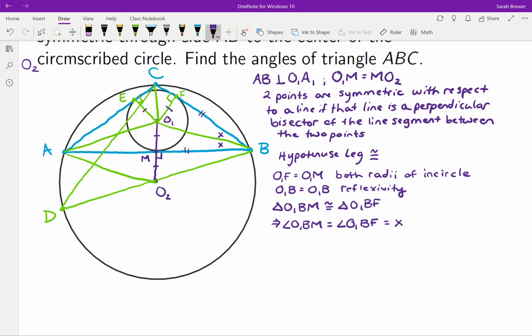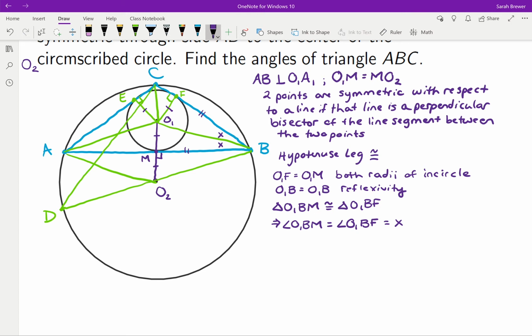And I also know that these are equal for a number of different reasons, right? So I could have used the fact that those are corresponding sides in those two congruent triangles. I can also use the fact that those are tangents to a circle from the same external point B. So tangents from the same external point are always going to be equal.